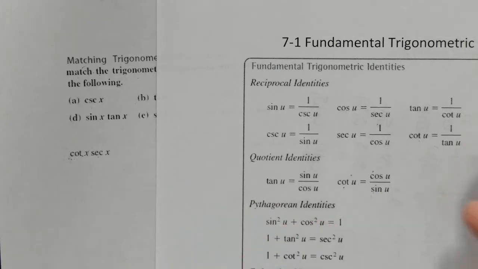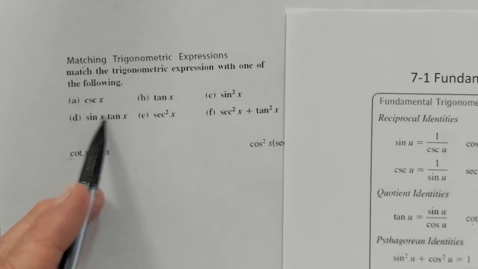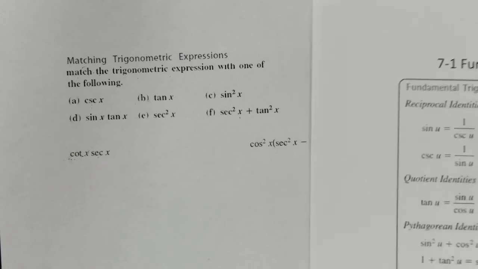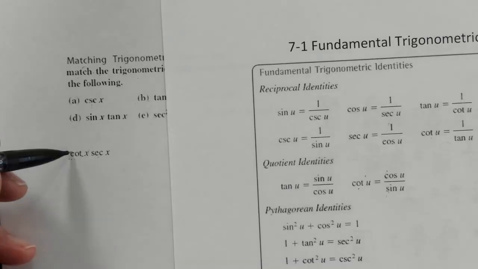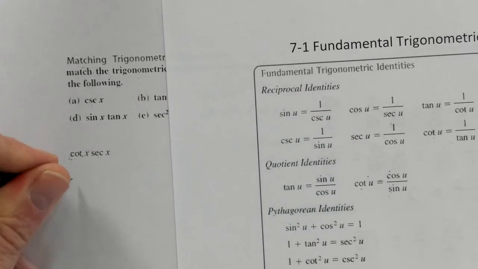So that's kind of what we are going to be looking to do. And notice all of these choices here don't have a fraction in them. So that can give you a clue as to which way we want to go. So what do we want to change cotangent to? We want to change it to cosine over sine.